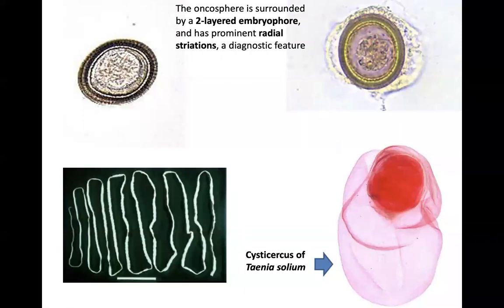Another example here is the cysticercus of Taenia solium. This is an image of a cysticercus, and you probably remember this from the discussion of neurocysticercosis when these parasites are formed. This could be an example of a sac that has a cysticercus inside. And on the left hand side, you could see a long tapeworm. They can be pretty, pretty long. So the distinctive feature you need to remember is a two-layered embryophore that has prominent radial striations, which will be a Taenia.